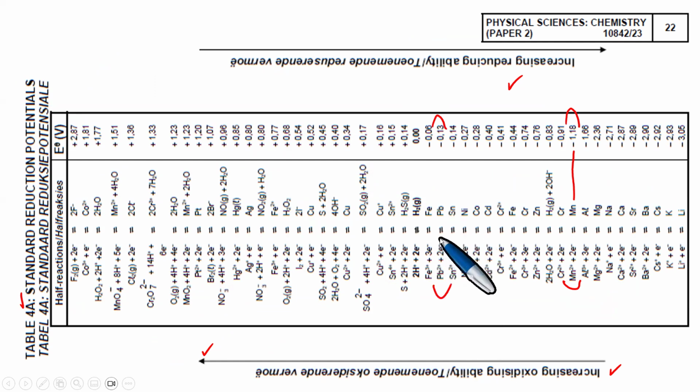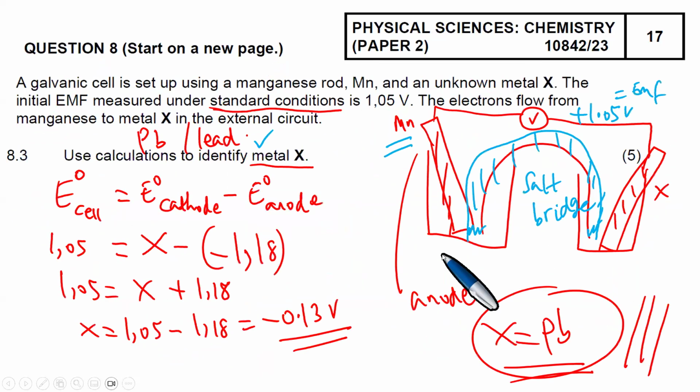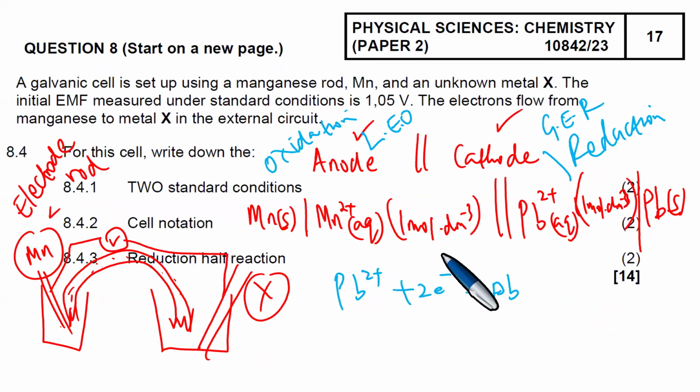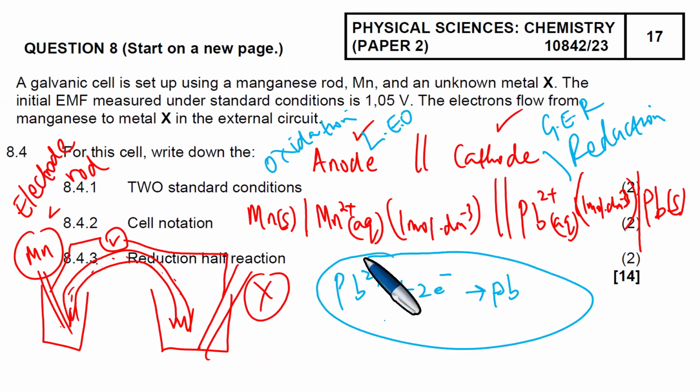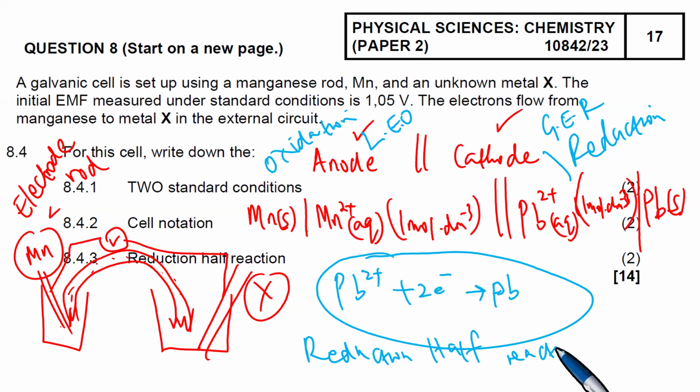You write one arrow, because these are two arrows. So you write Pb2+ plus 2 electrons gives you Pb. And then you say that Pb2+ plus 2 electrons will give you what? Will give you lead. And this is the reduction half reaction. This blue one is called the reduction half reaction. We look at the next question.